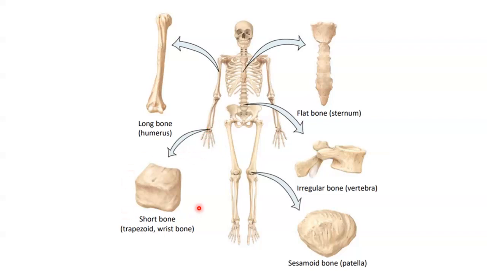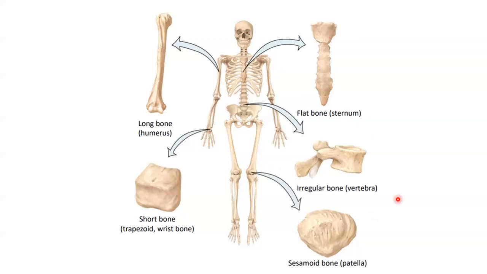We have short bones, and similar to the long bones, it's not necessarily referring to the overall size of the bone, but its relative length compared to its width, so it's relatively short. We find these in the bones of our wrists and in the bones of our ankle or our foot. We have flat bones, which are flat. So examples are the sternum and the bones of our skull.